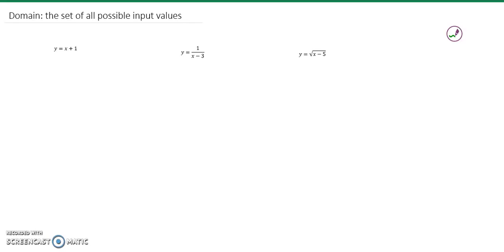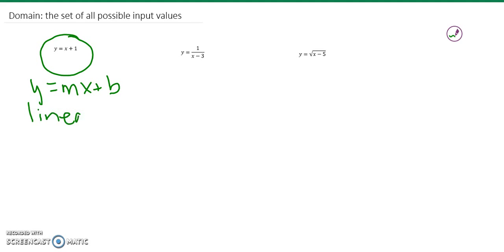In this video, we will look at the domain, which is the set of all possible input values, given the equation for a function. Looking at our first equation, we have y equals x plus 1. This is in the form y equals mx plus b. Therefore, our function must be linear.